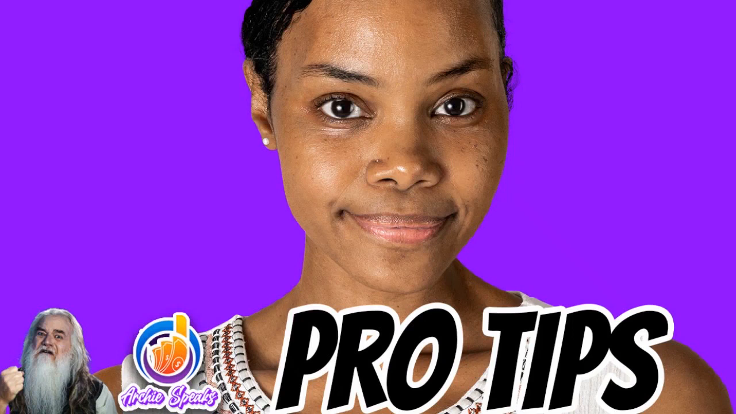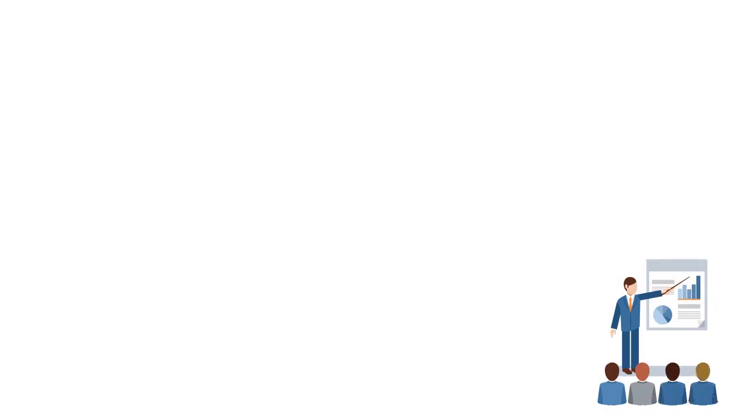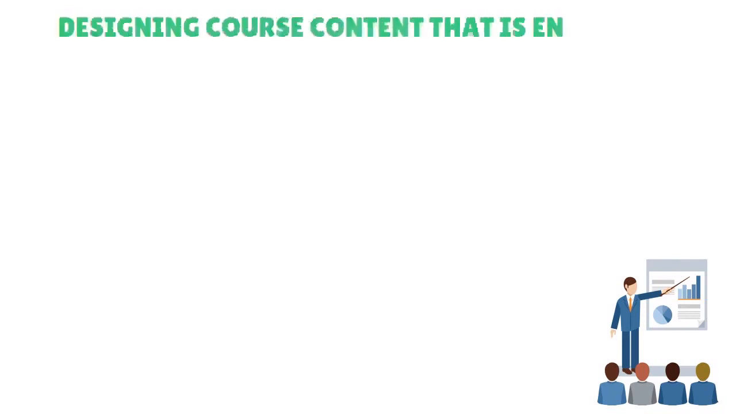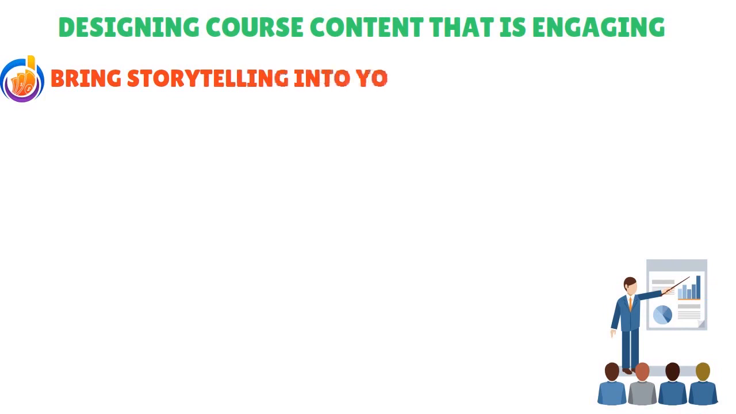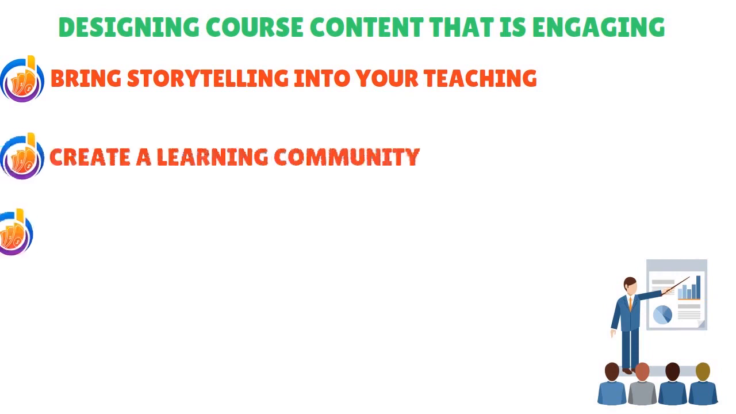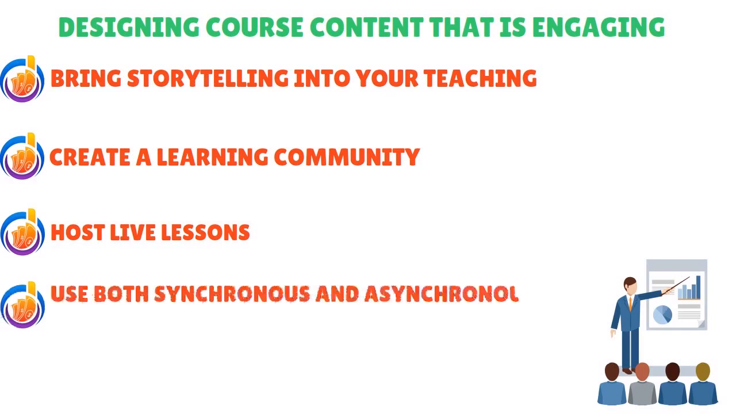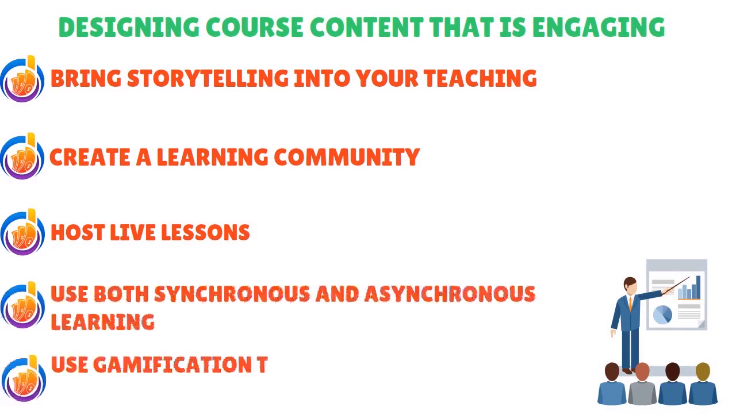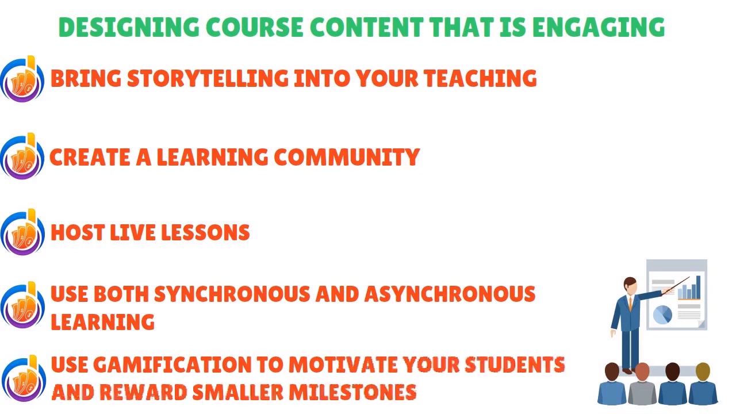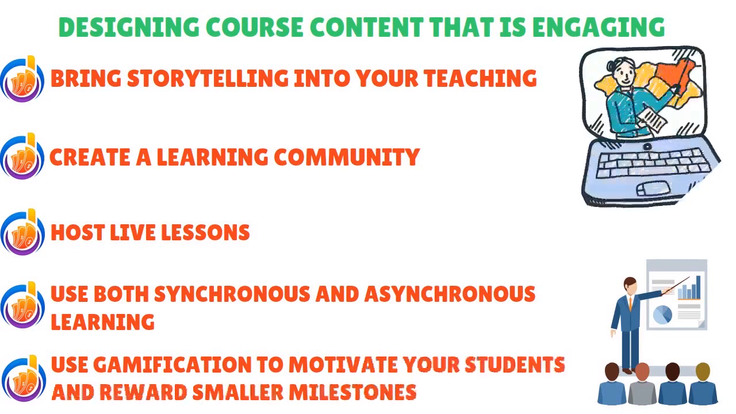Now, let me give you a few pro tips. When we talk about having an effective learning content process in place, make sure that you design course content that is engaging. So you want to bring storytelling into your teaching. Make it compelling, make it captivating. You want to create a learning community. You want to host live lessons. Use both synchronous and asynchronous learning. Use gamification to motivate your students and reward smaller milestones. You want to design your course to be accessible.